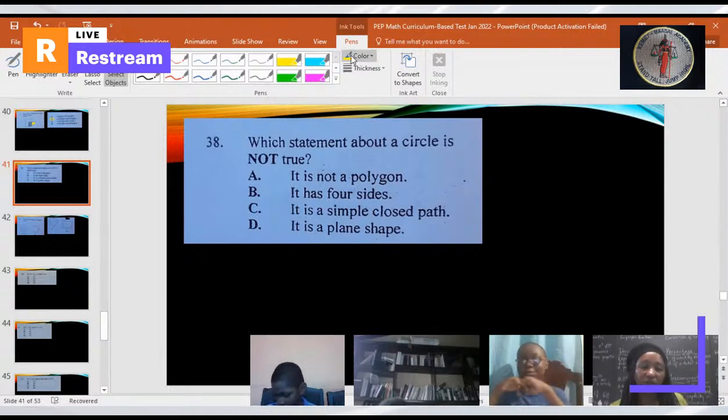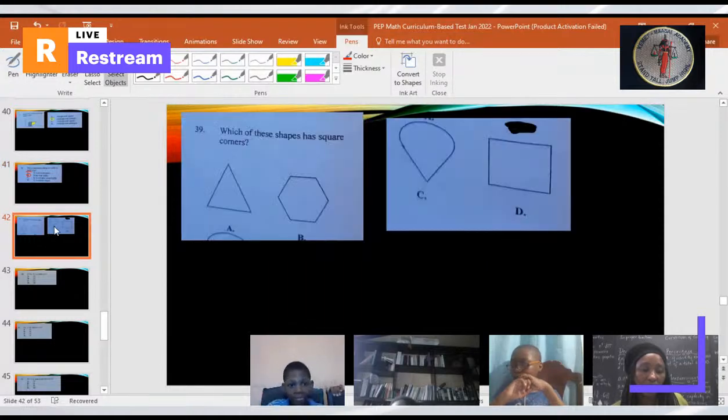Okay, so a circle is a continuous curve. So we know it doesn't have any straight sides. So that is not true. And remember, you see how they highlight this word, not? It's in bold anyways. Even though it's in bold, you would be surprised how many students would not see the word not.